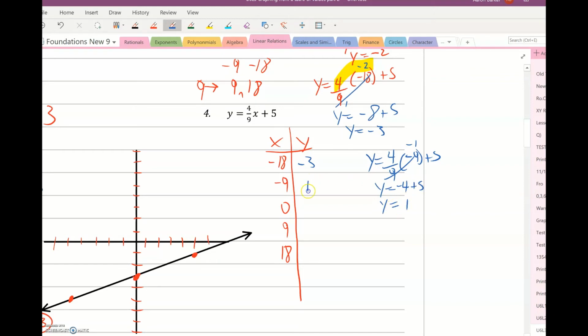Y equals 1. 0. Any ideas what that would be? Remember, multiply by 0, and you're going to be left with just the constant, the number at the very end. So y equals 0 minus 5. Y equals -5. Good. Looking at the pattern now. Let's see our rate of change. What are we going up by here? We're going up by 9s each time. And looking at our rate of change here, we're going up by 4s. Sorry, we're going down. Hold up here. Oh, that should be a positive one.